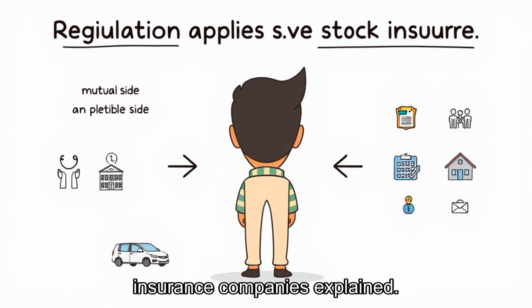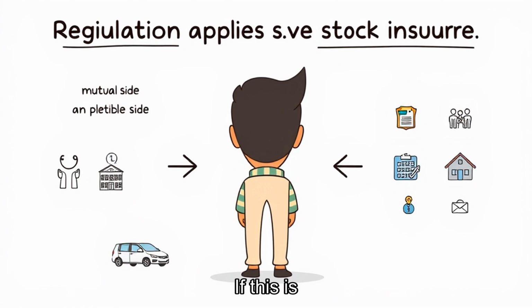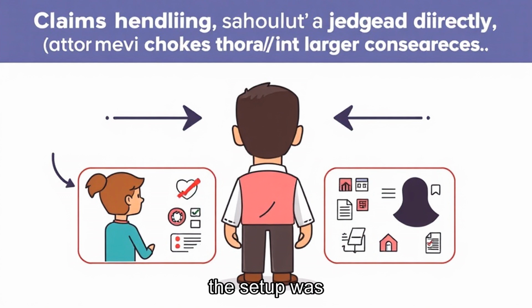If this is ignored, ownership does not remove public oversight can look sudden even when the setup was already present. Mutual and stock insurers can turn small choices into larger consequences. Watch what happens when claims handling should be judged directly. Company type does not guarantee a smooth claim. Adjuster quality, policy wording, and documentation matter.